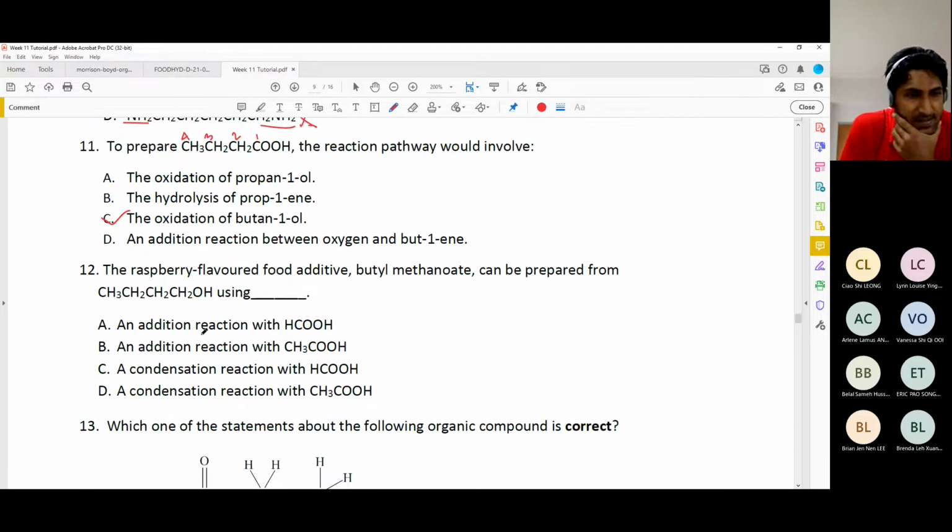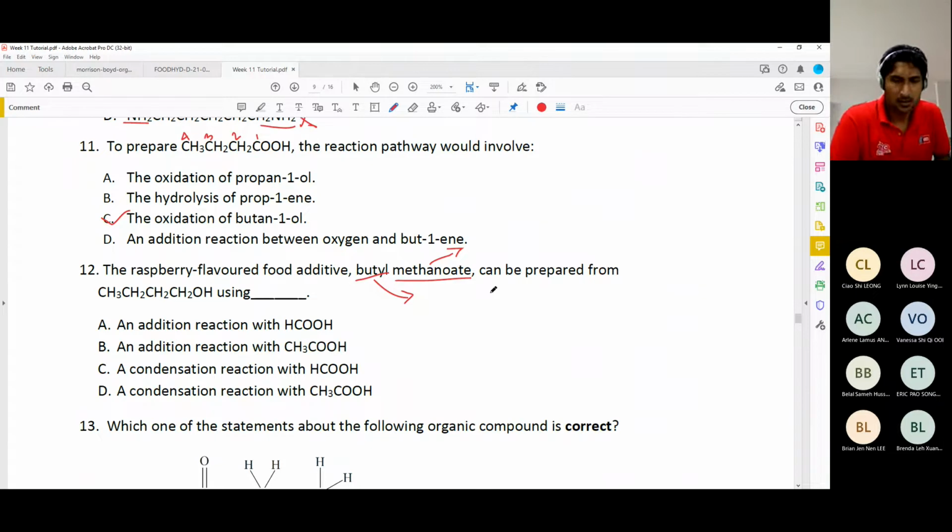Now question number 12. It says that the raspberry flavored food additive, butyl methanoate, can be prepared from. Now again, remember, this is an ester. The first name comes from the alcoholic part, and the second name is from the carboxylic part. So butyl methanoate means butanol reacted with methanoic acid, right? Butanol is reacted with methanoic acid.